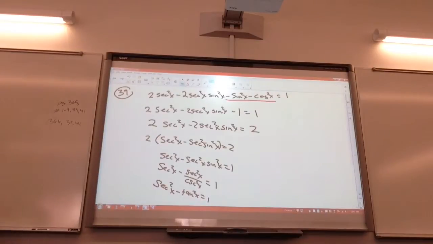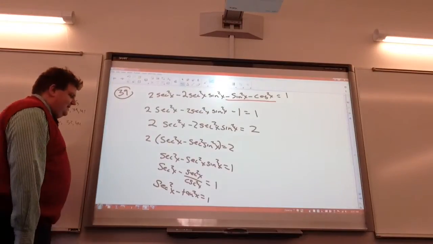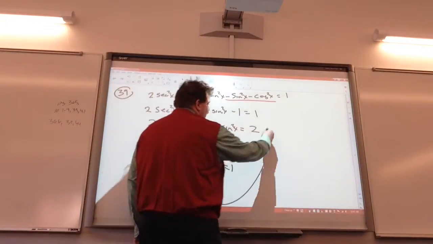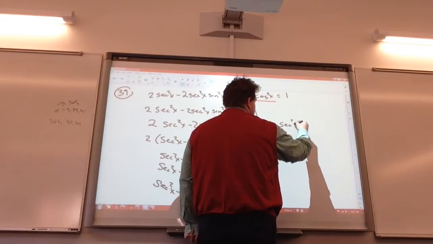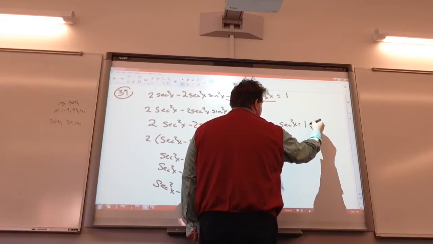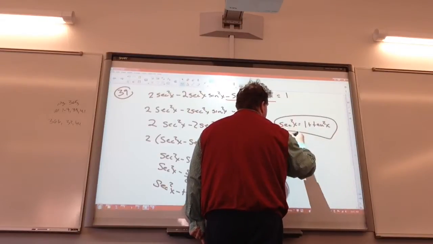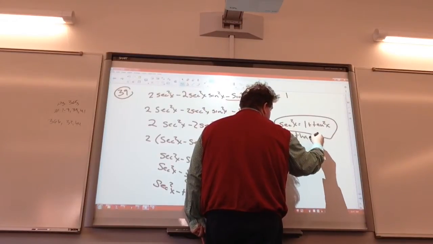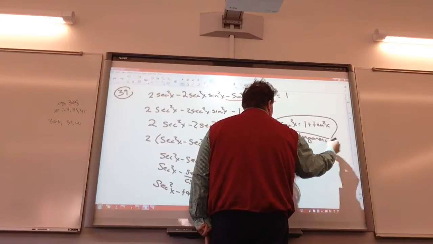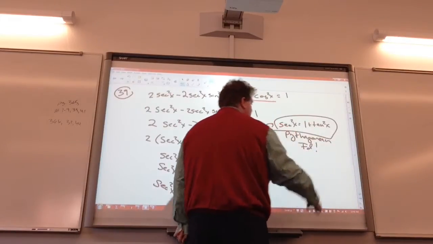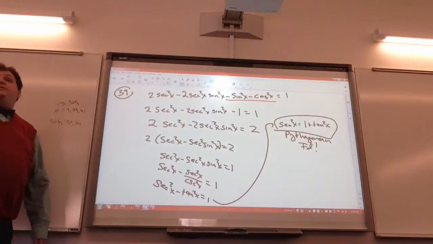What does that tell you that should be right there? What is that? It's a Pythagorean identity, right? I can make it look exactly like the one on the sheet by just moving that tangent over, correct? Okay, so we can go ahead and do that. And that's a Pythagorean identity. Okay, and we're done. We don't have to go any further than that.